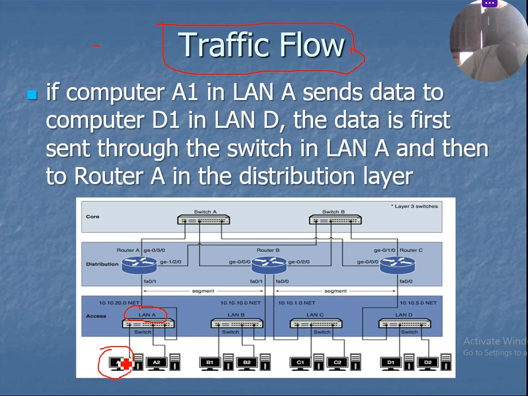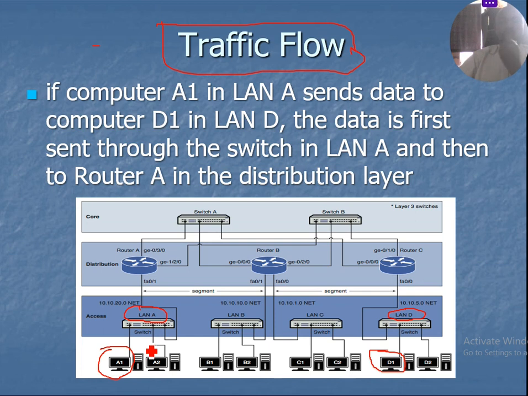This computer A1 in LAN A is sending data to D1 in LAN D, in local area network D. You can see from here, far end this way, it could be another city, another country, or whatever. It sent the data all the way to this other side. Now what will happen?